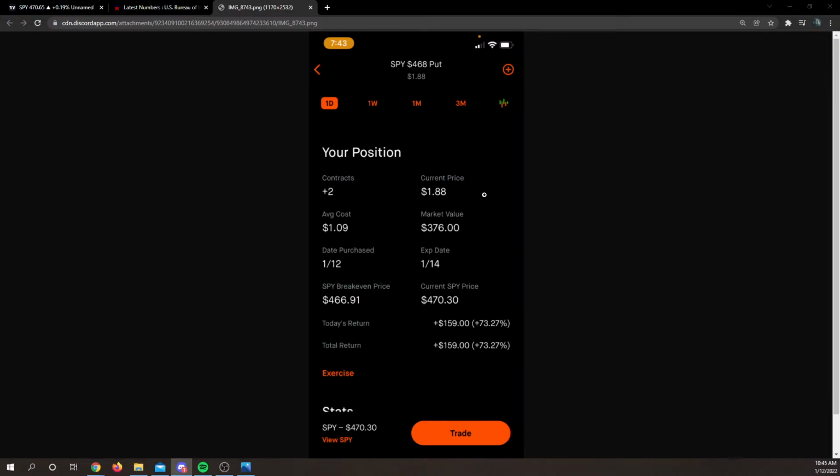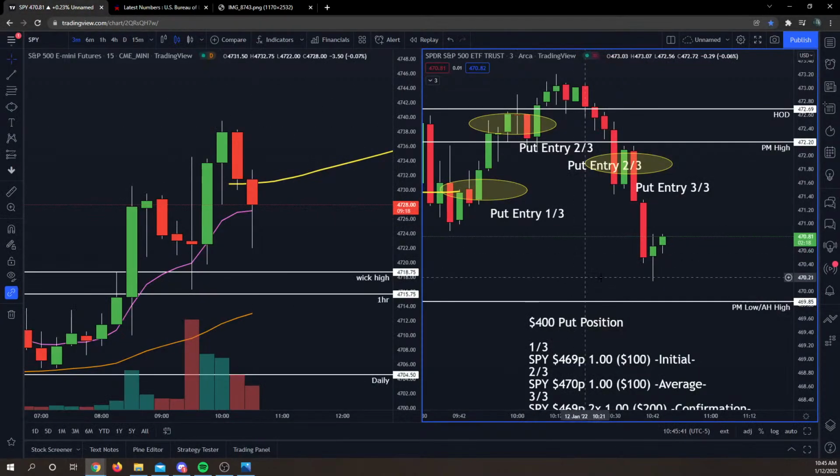So VJ took the 468 puts, 2 days expiration. Cost was about 1.09. Took 2 of them. And we ended up seeing a really nice return, about 73%. I'm eyeing the calls, you think 473?